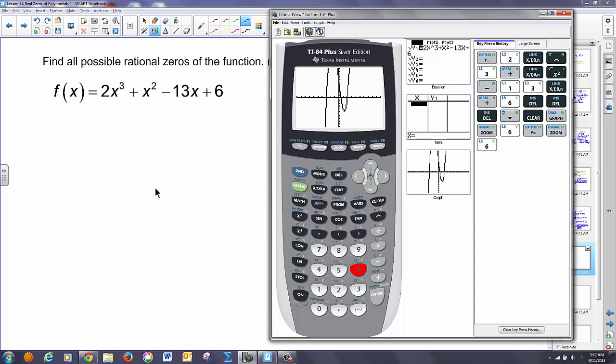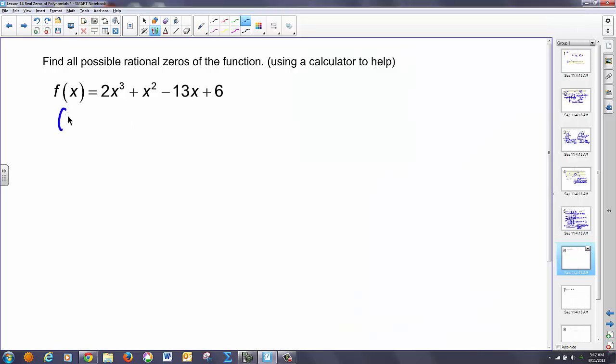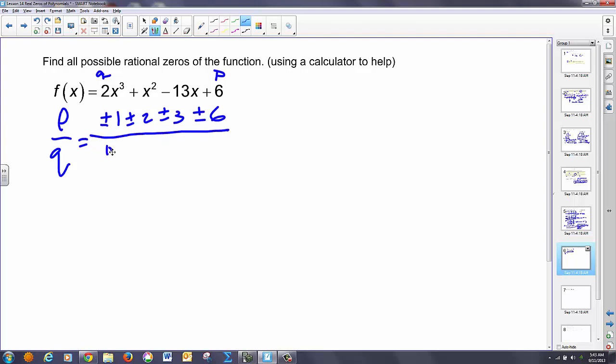Now I know my possible rational roots for this are going to be in the form of p over q, where p are all the factors of 6 and q are all the factors of 2. So I have plus and minus 1, plus and minus 2, plus and minus 3, plus and minus 6, and that's going to be over plus and minus 1 and plus and minus 2.